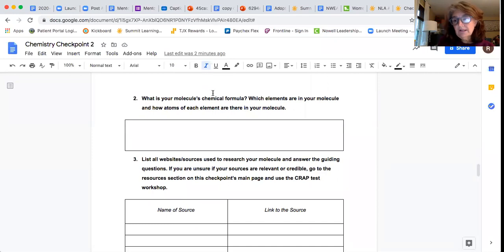What is your molecule's chemical formula? This is the formula that Alizé put on her project. Hers was methyl iodine, so it was CH3I, 1 carbon, 3 hydrogen, 1 iodine. This is what this is asking you here. What is your molecule's chemical formula? Which elements are in your molecule? And how many atoms of each? And that's that little subscript number down the bottom. If you remember, hers was specifically CH3I. This 3 should actually be a little subscript down below, and there's probably a way to format that. And that means that there's 3 hydrogens.